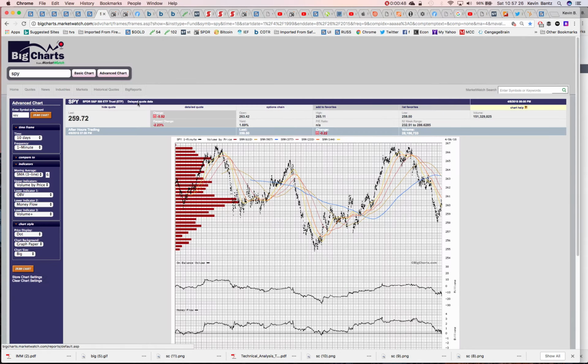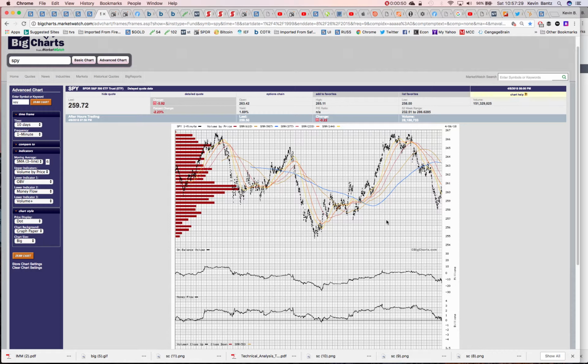I wanted to look, here's SPY. What we have going on here is that they did sell into this. Okay, this is money flow and unbalanced volume. I just kind of look at this. Money flow is the smart money, and unbalanced volume are the traders and stuff. So they bid into this here.